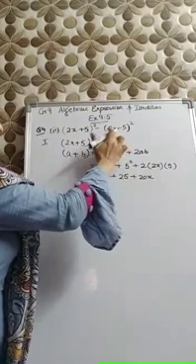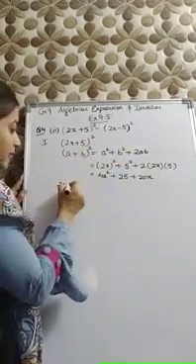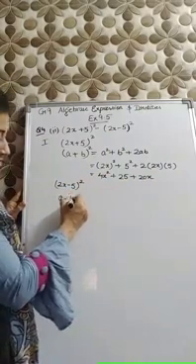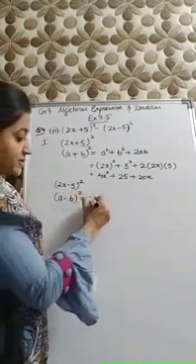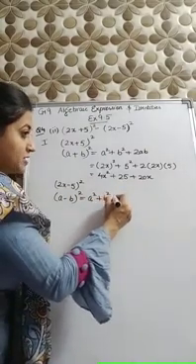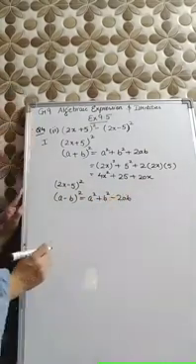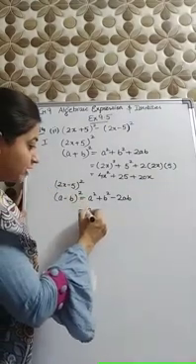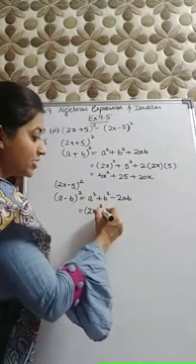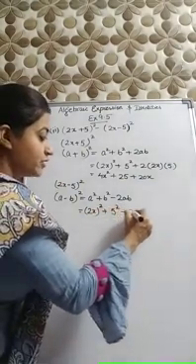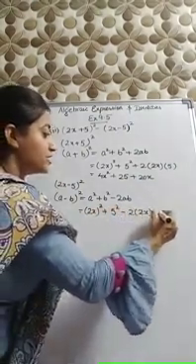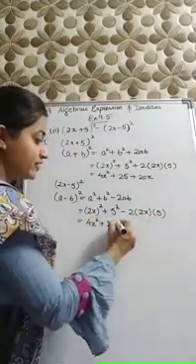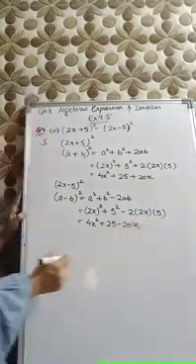Now solve this. This will give you 4x square plus 25 plus 20x. Now solve the second term, that is (2x minus 5) whole square, by using the second identity, that is (a minus b) whole square equals a square plus b square minus 2ab. Now the value of a is 2x, the value of b is 5. So put the values in the right hand side. This is (2x) square plus 5 square minus 2 into 2x into 5. This will give you 4x square plus 25 minus 20x.